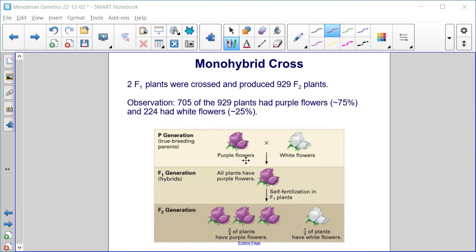So we take 2 F1 plants, cross them, and produce 929 F2 plants. The observation was that 725 of those had purple flowers, so about 3/4 of the plants have purple flowers, and 224, about 25%, have white flowers.